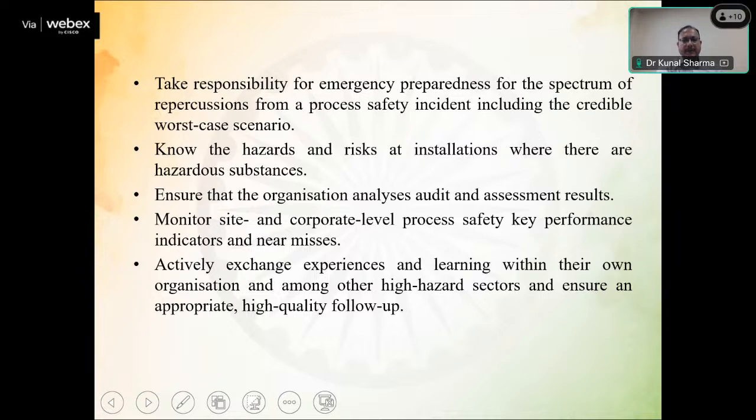Take responsibility for emergency preparedness, know the hazards and risks at installations, ensure that organizations analyze audit and assessment results, and monitor site and corporate level process safety key performance indicators, and near misses also. It is very important that we don't leave these near misses with the thought that, okay, a small component of chemical leaked and we stop there. It's not like that. Actively exchange experiences and learning within their own organizations and among other high hazard sectors, and ensure an appropriate high quality follow up.